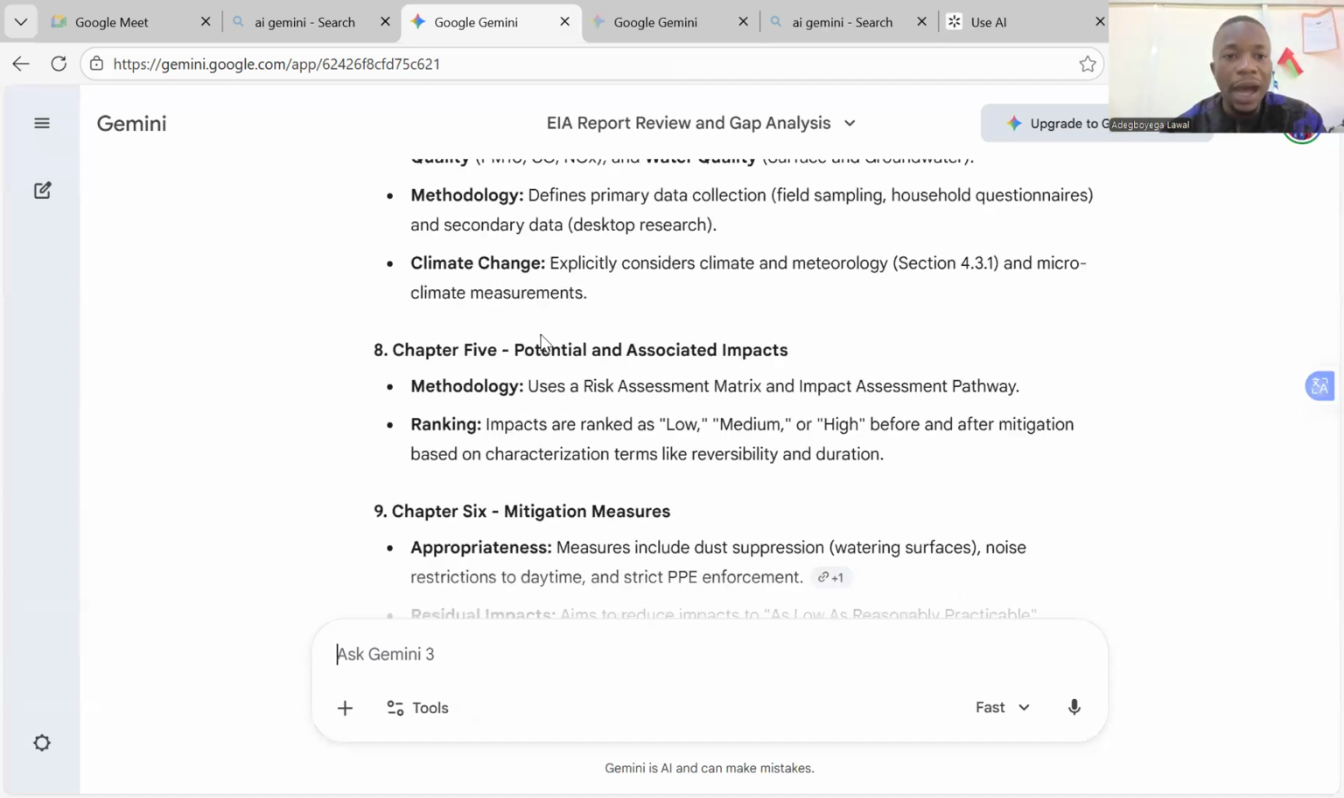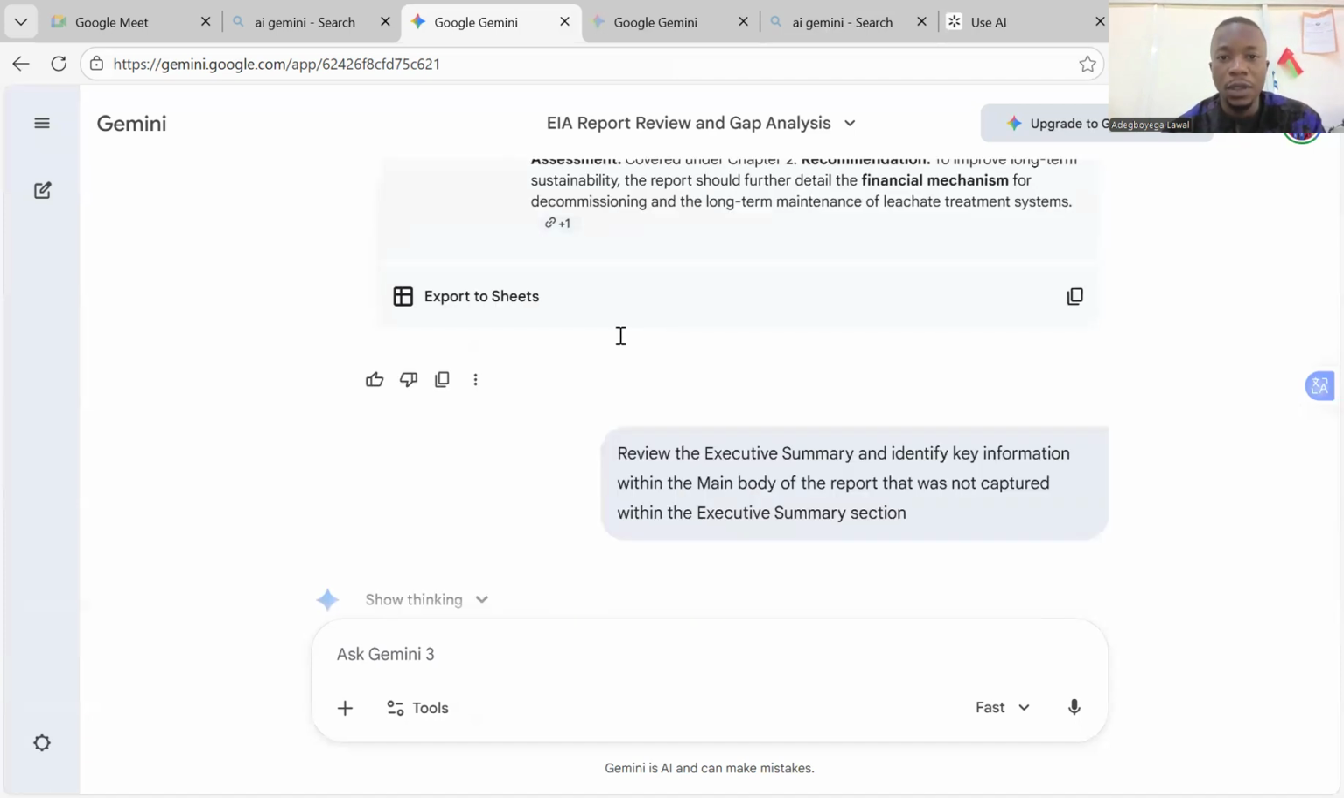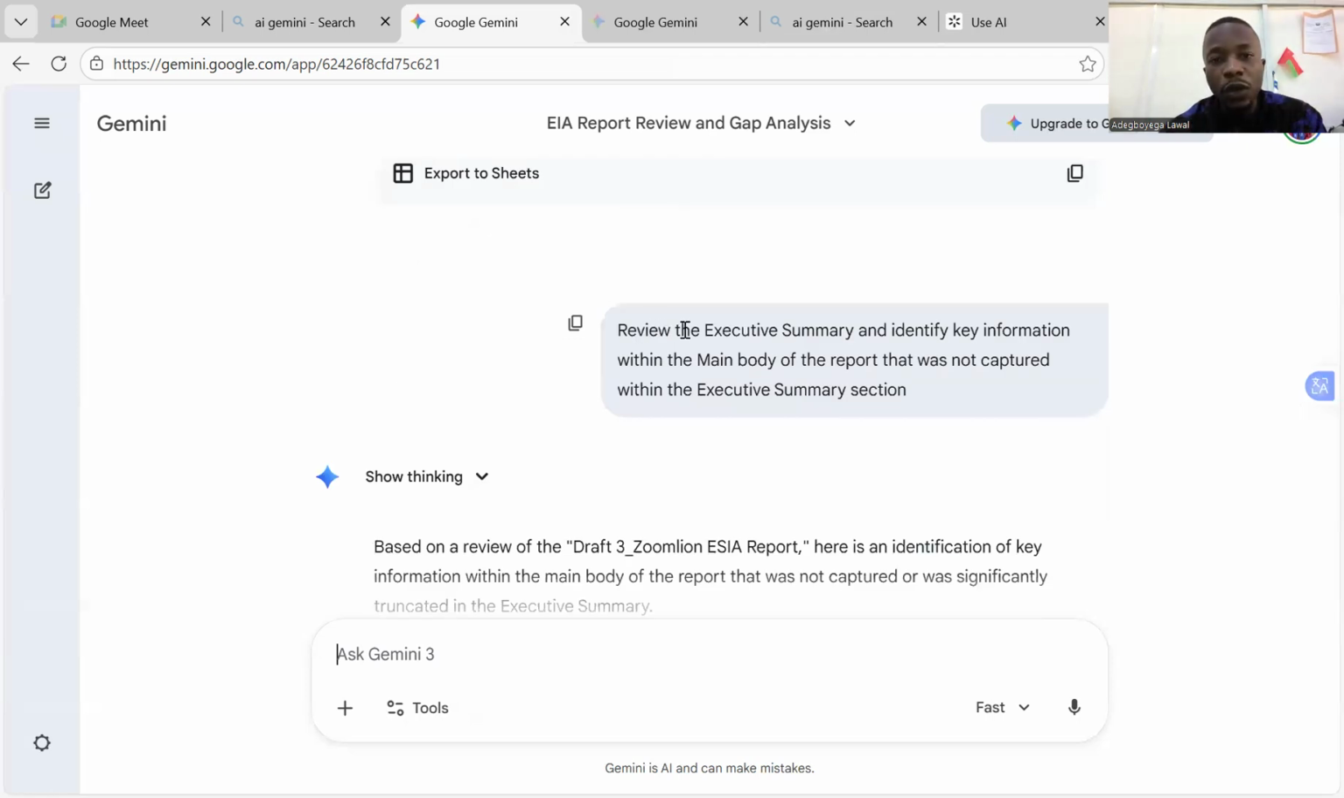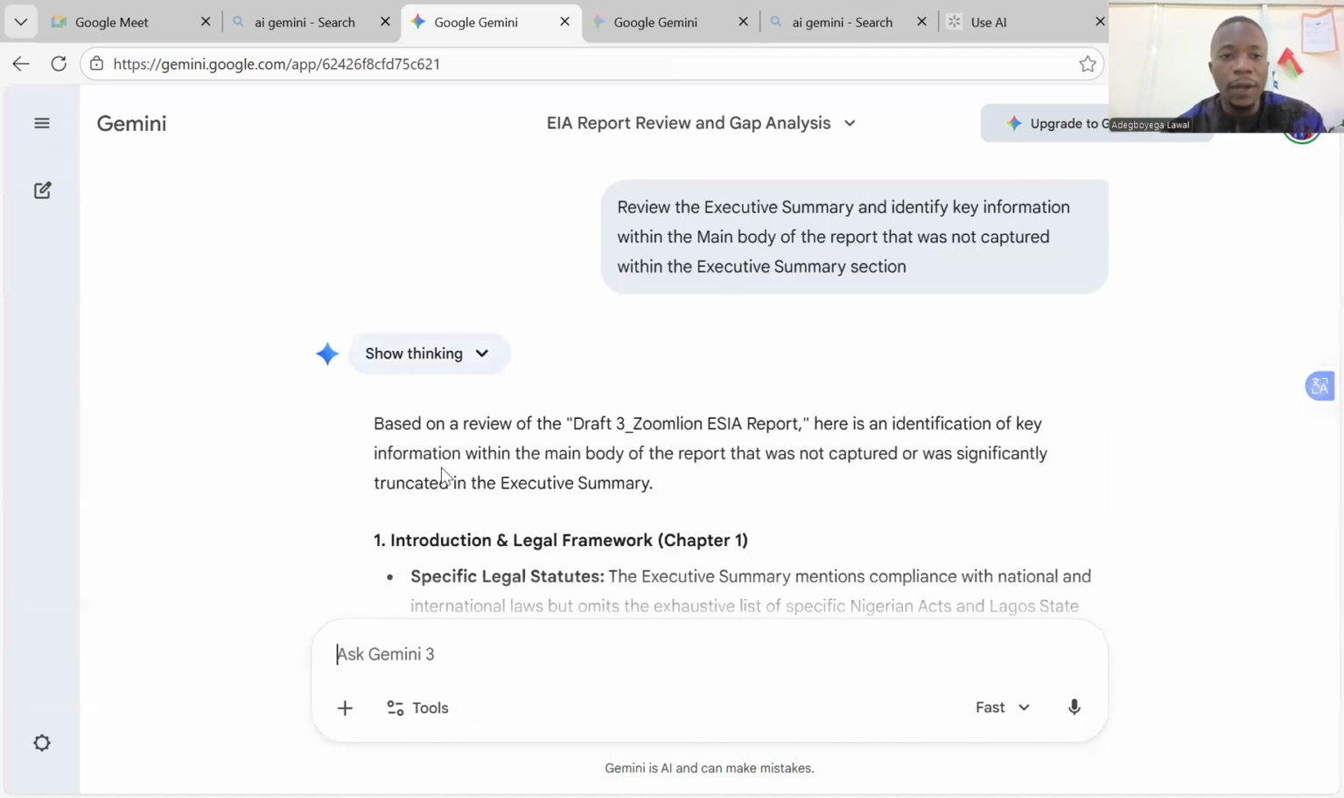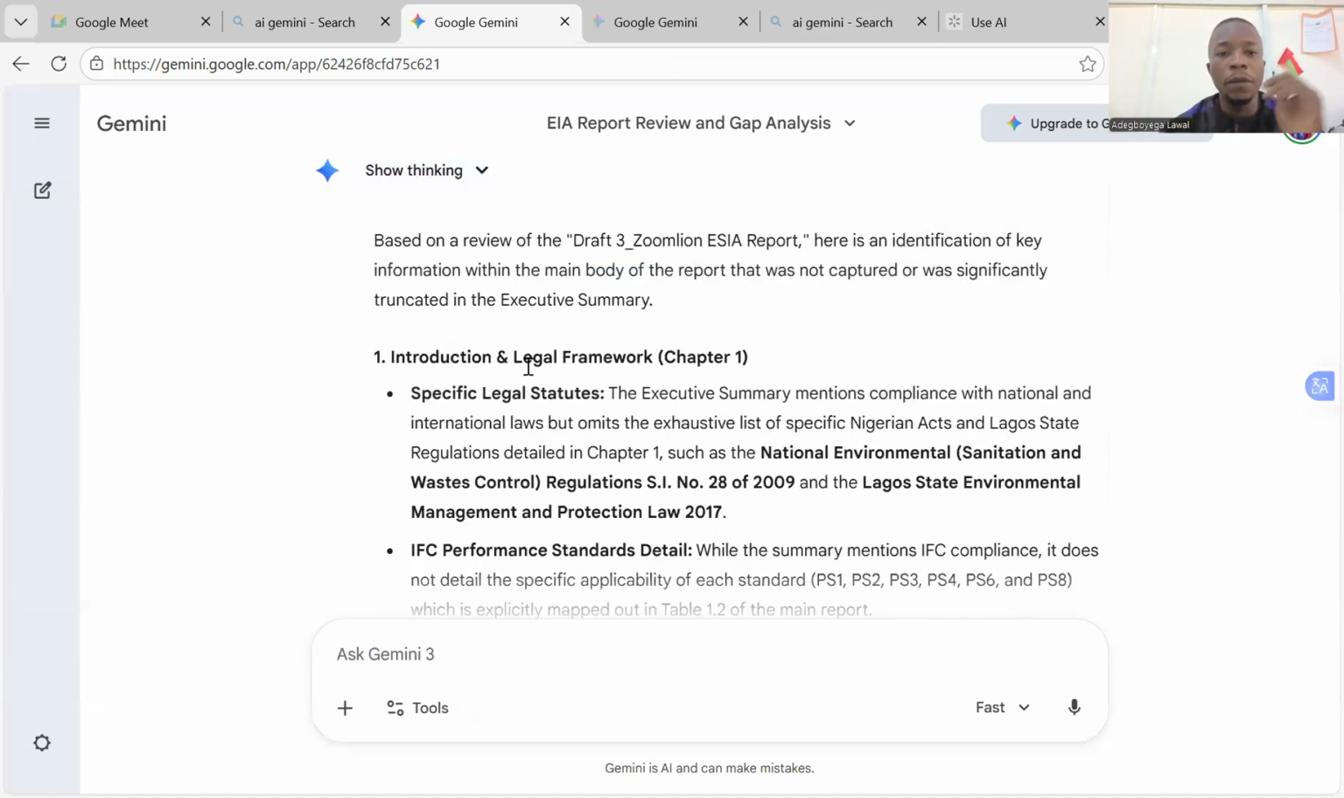So I now asked more questions. This is what I asked them: review the executive summary and identify key information within the main body of the report that was not captured within the executive summary section. Yeah. Now, it thought for a while. Now, it brought up some areas that were not captured.